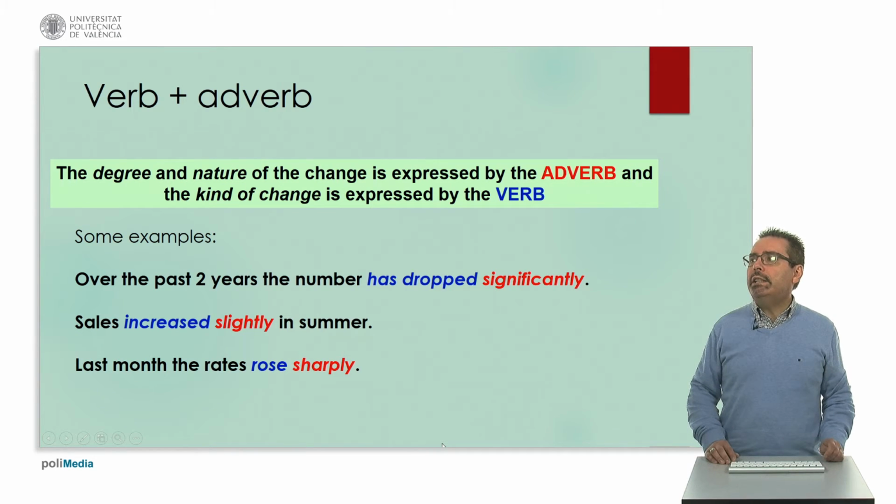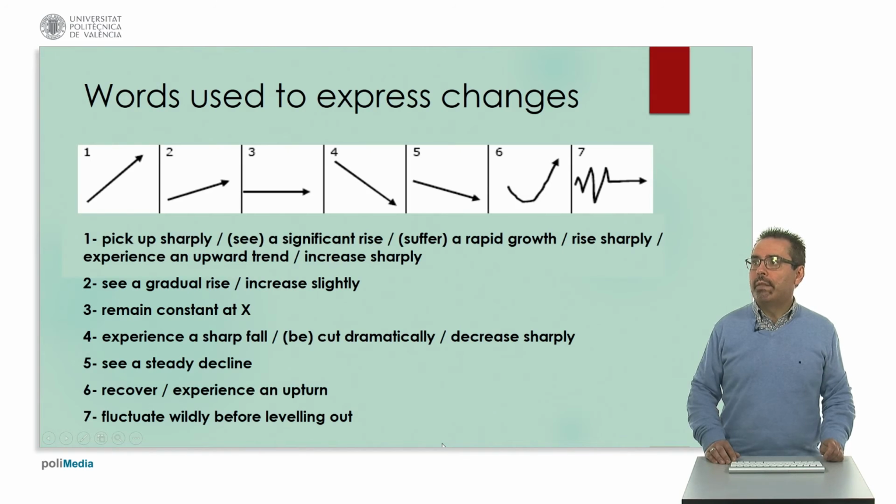Over the past 2 years, the number has dropped significantly. Sales increased slightly in summer, or last month the rates rose sharply. Here we have examples of, for example, graphs or visual information. Sometimes we need to describe movements of a certain trend.